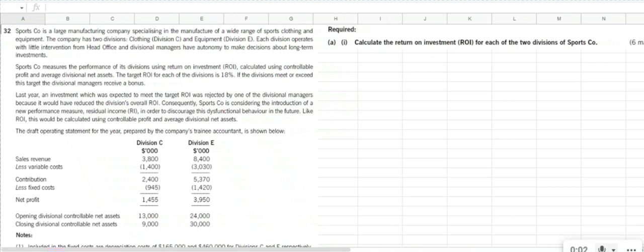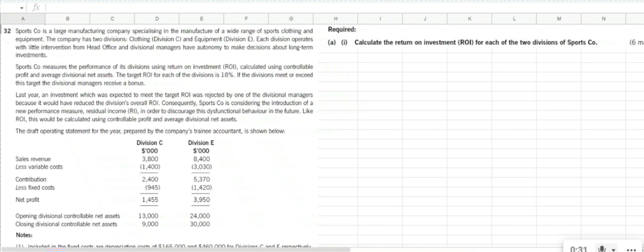So we're going to now look at a question regarding ROI and RI, and this is a question from ACCA. It's called Sportsco. Sportsco is a large manufacturing company specializing in the manufacture of a wide range of sports clothing and equipment. The company has two divisions, the clothing division and the equipment division. Each division operates with little intervention from head office, and divisional managers have autonomy to make decisions about long-term investments.